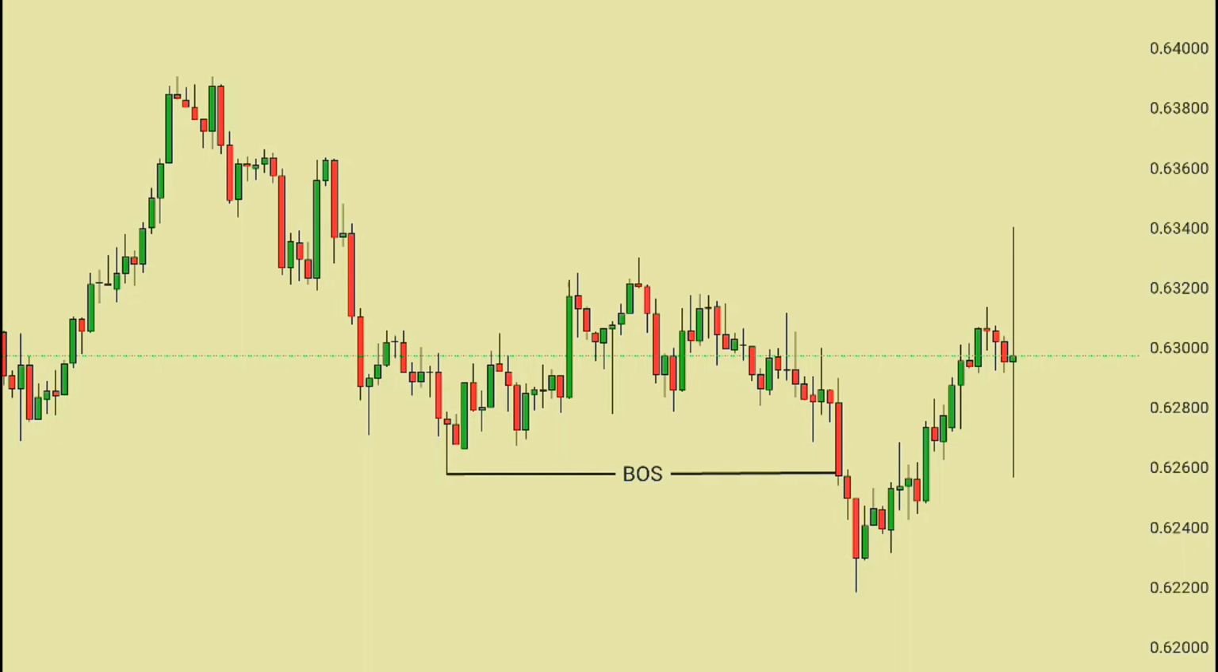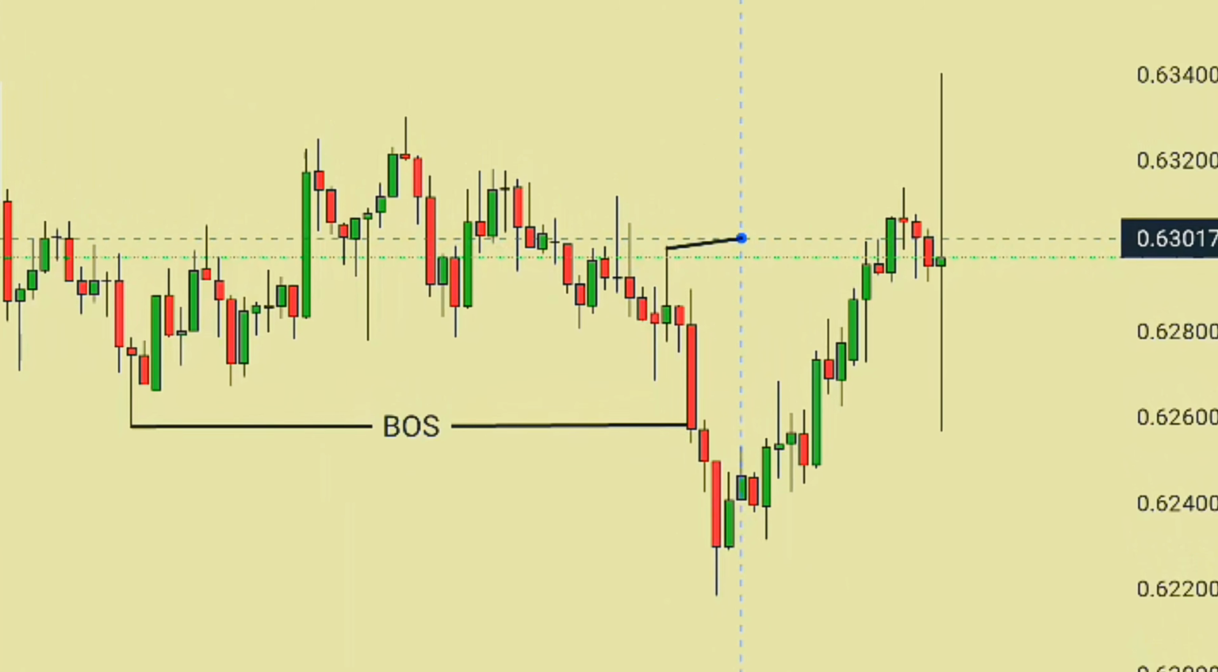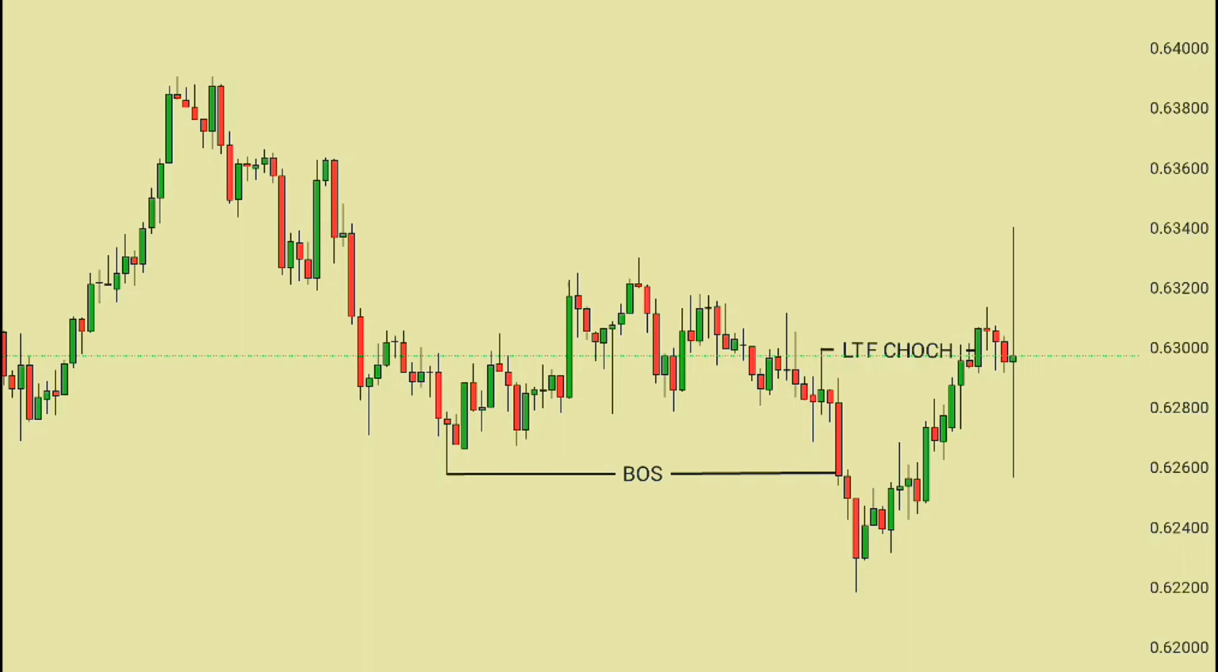And this is where something interesting happens. Price forms a change of character on the lower time frame. Instead of continuing the bullish movement, the market starts creating lower highs and pushing down with stronger bearish candles. This tells us that sellers are not just reacting to the break of structure. They are starting to control the market momentum on the lower time frame as well.